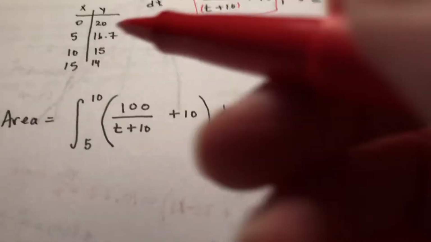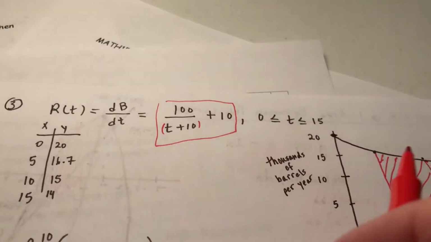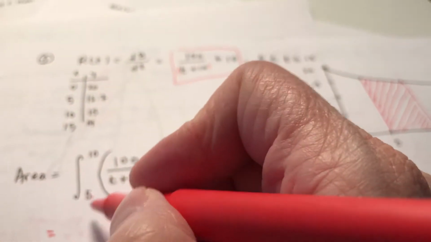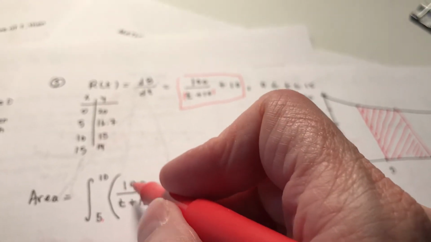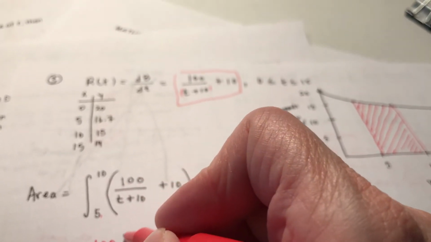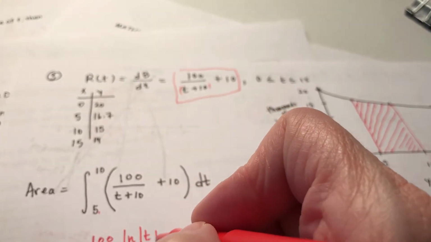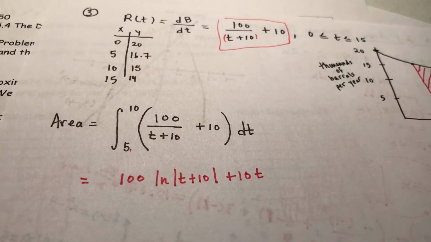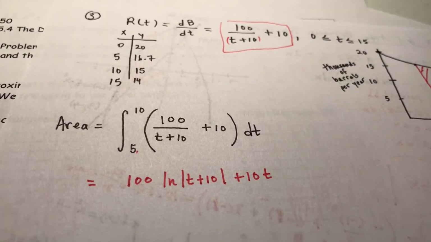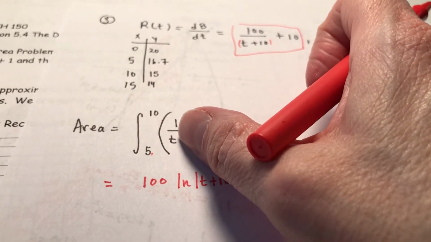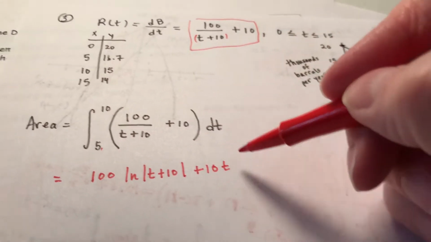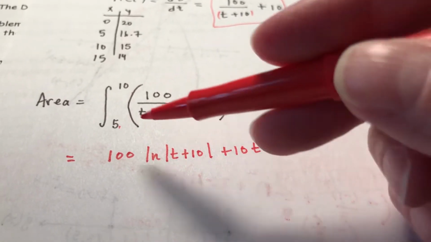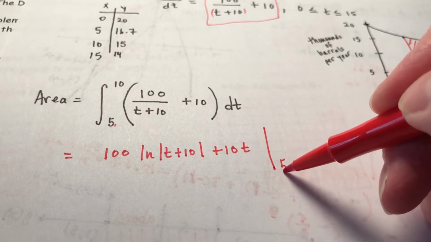And to find that area, it's going to be the integral of this function that you drew from 5 to 10. Now this one, this is an ln, so it's going to be 100 ln absolute value t plus 10 plus 10t. All right, this is the first time we had a ln, because the integral of 1 over t usually is what we have here. We happen to have a t plus 10, so you have to kind of trust me on that one. And then the integral of 10 is 10t, and notice the integral sign is gone, and I'm going to go from 5 to 10.